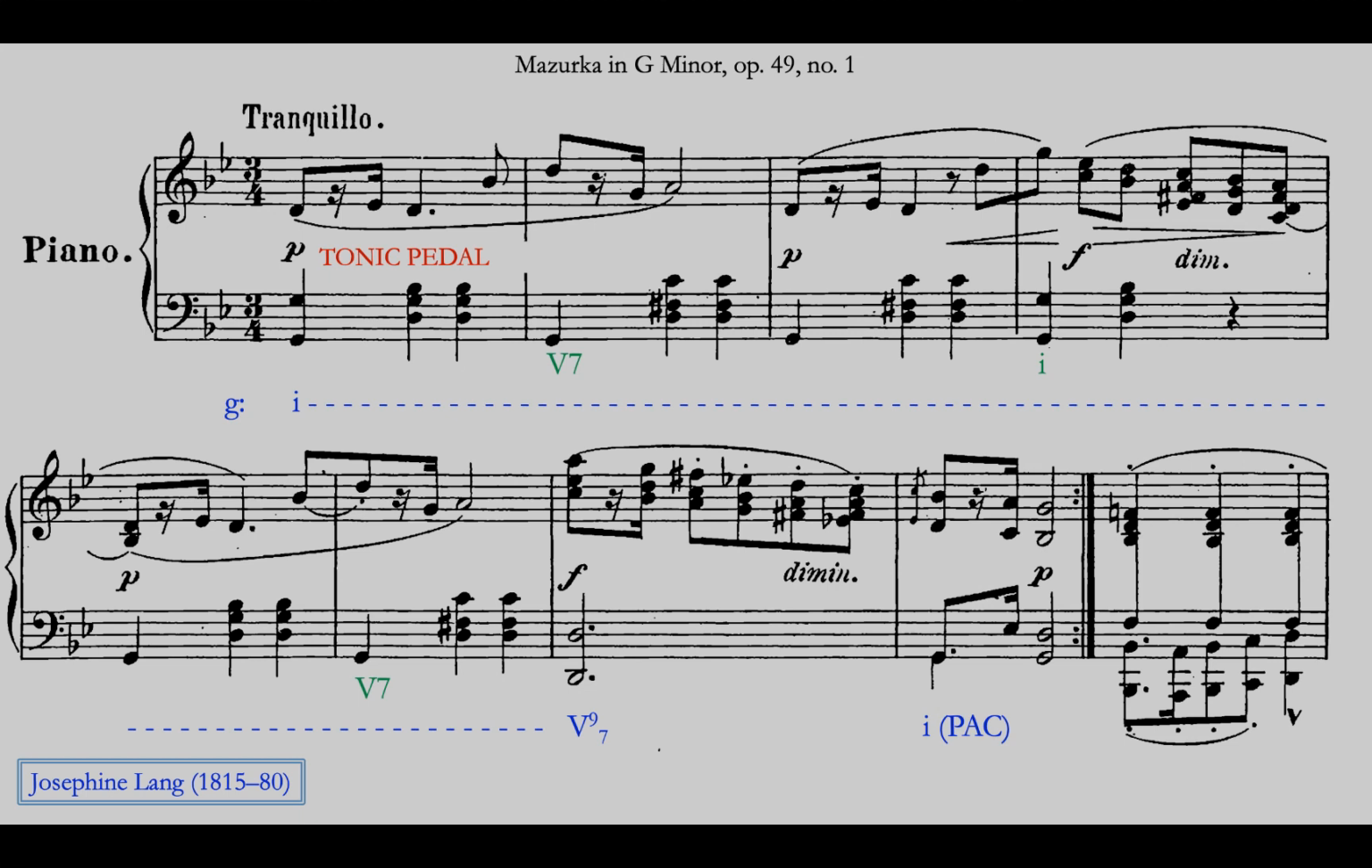This is a dominant ninth chord, something we looked at a little bit last week and that we mentioned becomes increasingly common in the 19th century as a way to especially give extra intensity to the dominant. That's what we have here, a very intense dominant ninth resolving to tonic for our PAC.